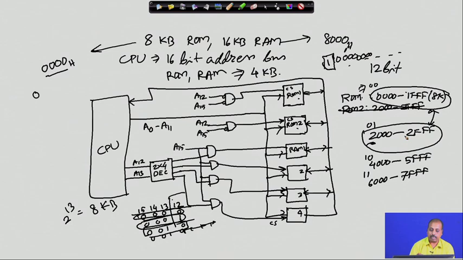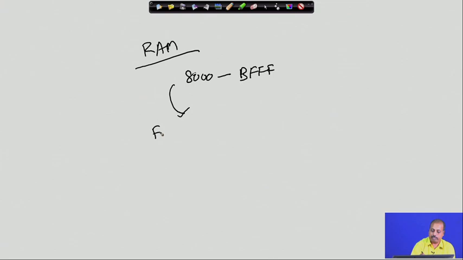Now, if you are looking into the RAM space that we have connected here, then this RAM will have the address range 8000 to BFFF as the first address space, and there will be another folded address space, which is C000 to FFFF. So, this will be the folded address space.